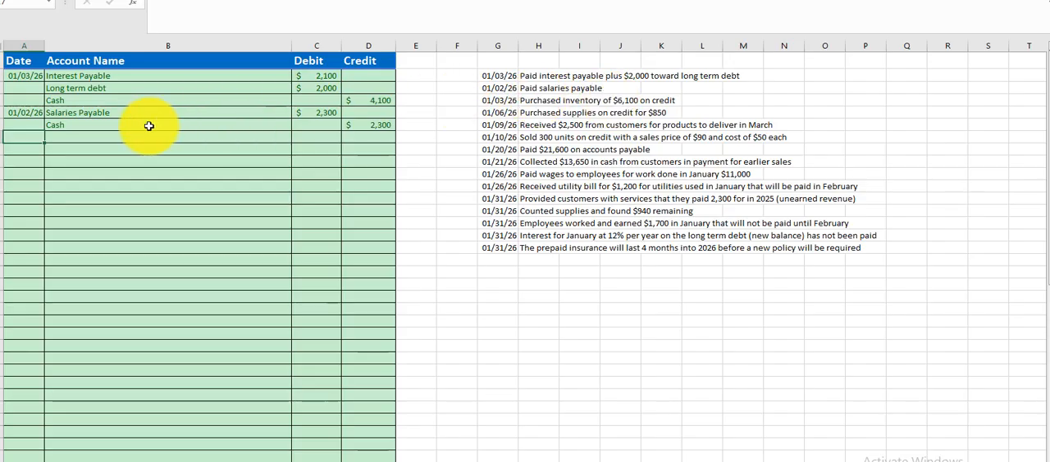Okay, purchase inventory of $6,100 on credit. Inventory is one of the accounts we can use. 6,100 on credit means we're not going to pay for it now. We're going to pay for it later. So that's accounts payable. That's what the term on account, or on credit, means. All right. Purchase supplies on credit for $850. So a separate account for supplies on our balance sheet. And again, we use accounts payable.